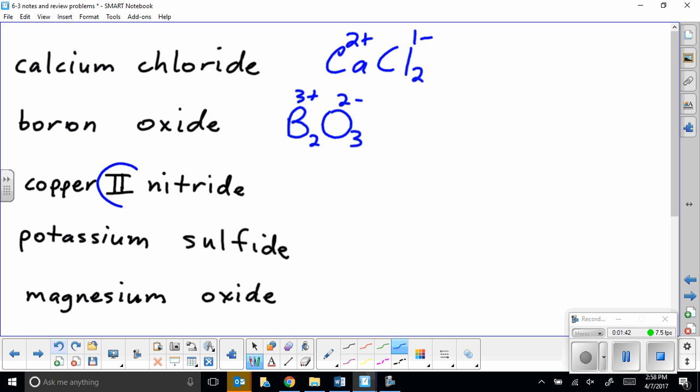Next one, when you're given a Roman numeral, don't even look at the chart. That is telling you that this is a 2+. So copper is Cu, and it told me it's a 2+. Nitride is nitrogen, it's a 3-. I'm going to crisscross and put a 2 there and put a 3 there. And again, those are just looking at your periodic tables.